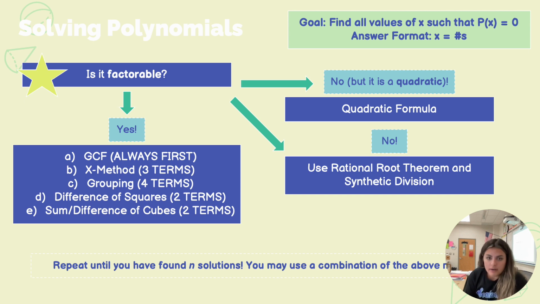If it is not factorable, but it is a quadratic, go ahead and throw it in the quadratic formula. And if it's not a quadratic, use the rational root theorem and synthetic division to help you find those roots. And you want to keep referring back to this flow chart here until you have found the same number of roots as the degree of the polynomial, so your highest exponent.